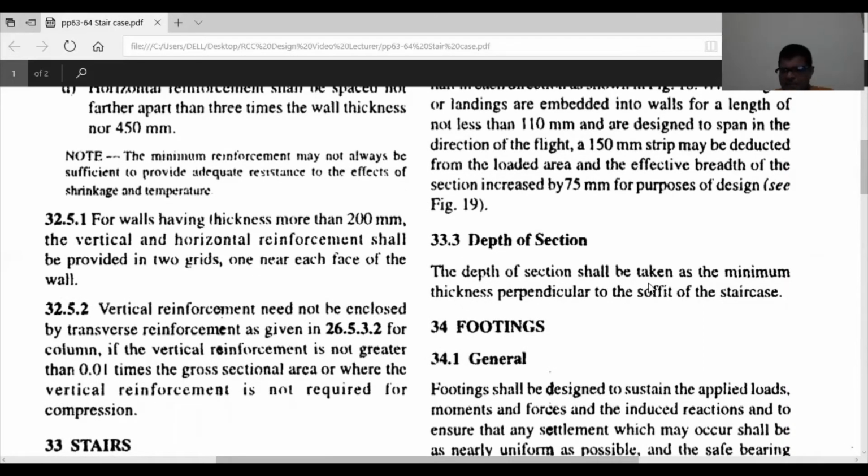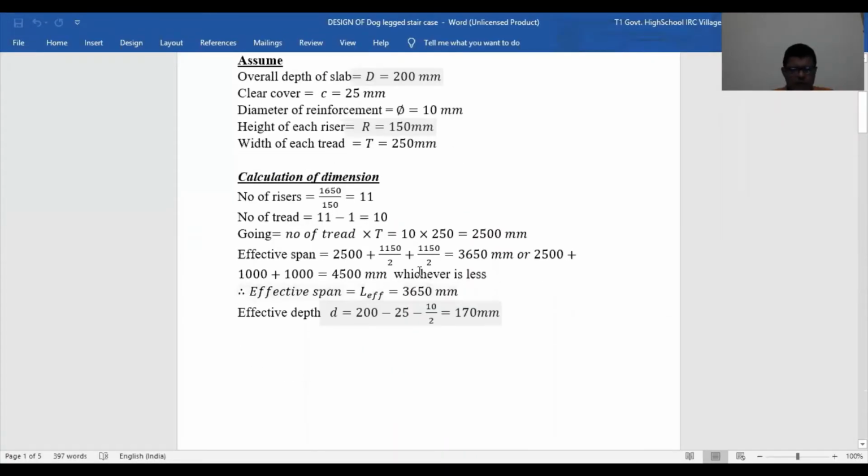Now the depth of section shall be taken as the minimum thickness perpendicular to the soffit of the stair. Soffit of the stair means you have this stair like this, so the perpendicular distance will be taken as the thickness of this slab. So let us again go back to our problem. Now, what is the going here? To find the effective span, on both sides you have 1150.